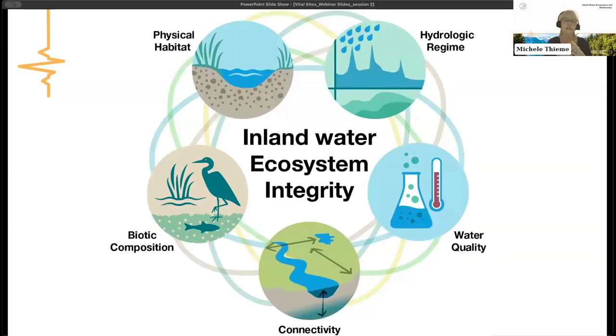We know that the integrity of inland waters really relies on 5 distinct components of river health. And the design, designation, and management of protected and conserved areas that are intended to protect inland waters really need to consider all of those components.